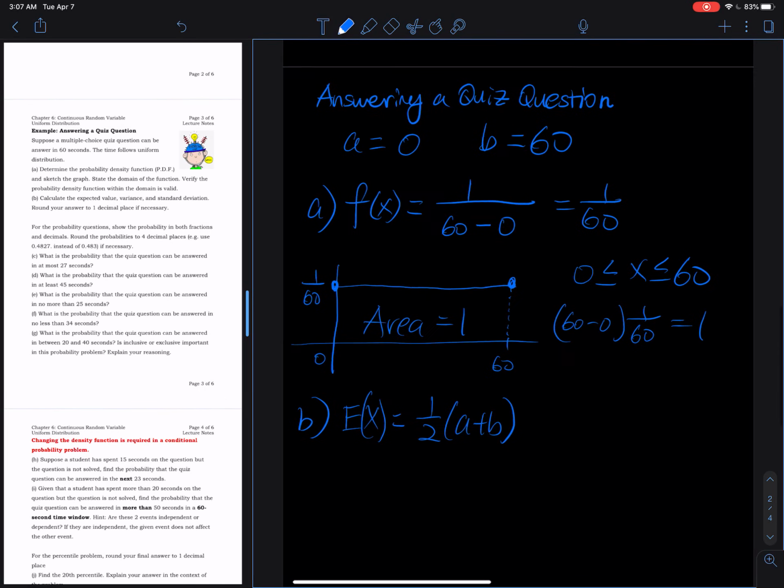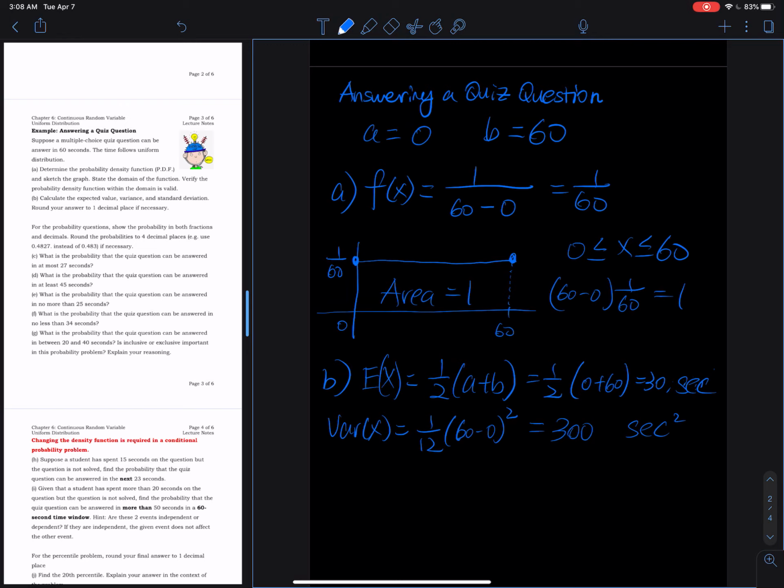And then the next one is variance. So that is 1 over 12. This 1 over 12 is built into the formula. It's always 1 over 12. You cannot use any other numbers, all right? Always 1 over 12 times B minus A, which is 60 minus 0, squared. So this is equal to 300, but the unit is seconds squared because you square the seconds, which makes no sense, right? What is a square second? Does that mean I have a lot of time? Nope, it makes no sense.